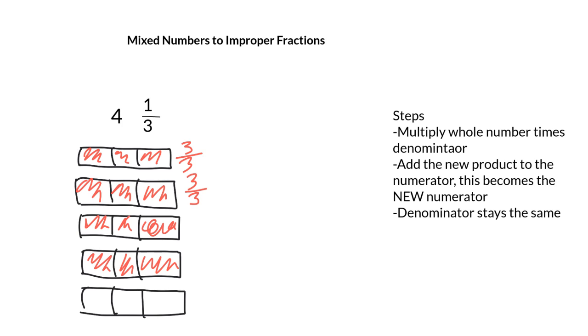I'm going to partition it into thirds. And now this time, instead of shading in all 3, I know we only have one of those. So we have 3/3 here, 3/3 here, and 1/3 here. Okay, so one thing you could definitely do to find out what this improper fraction is, you could just go ahead and count 1, 2, 3, 4, 5, 6, 7, 8, 9, 10, 11, 12, 13.